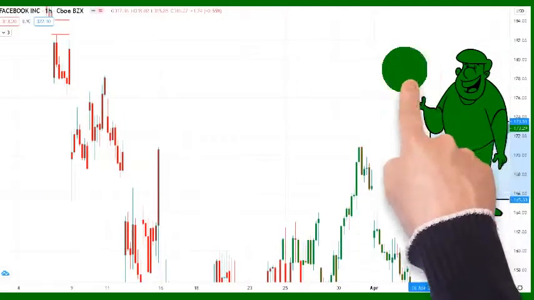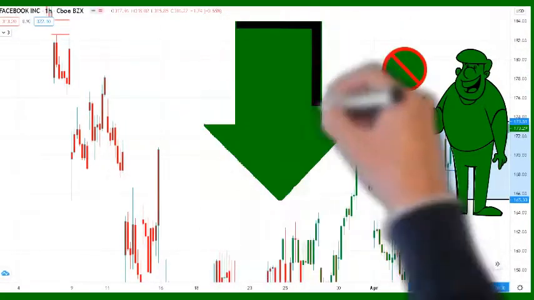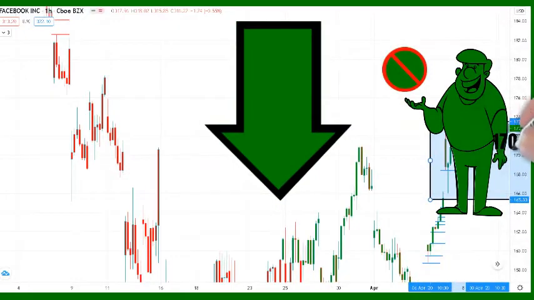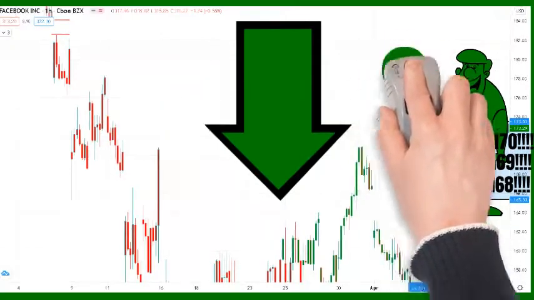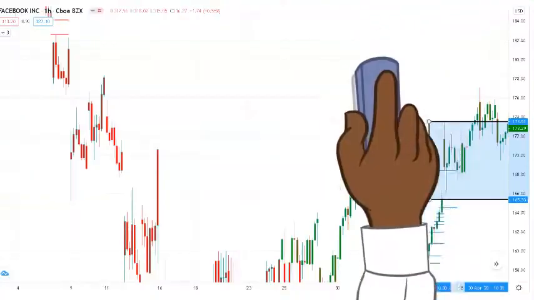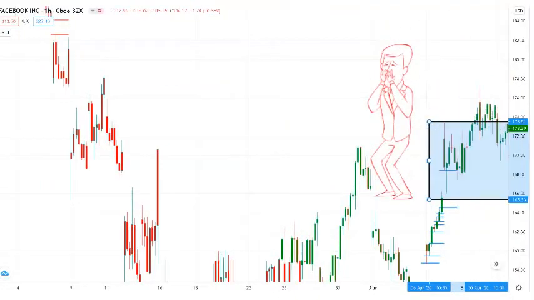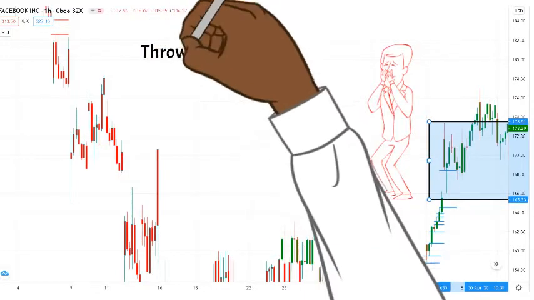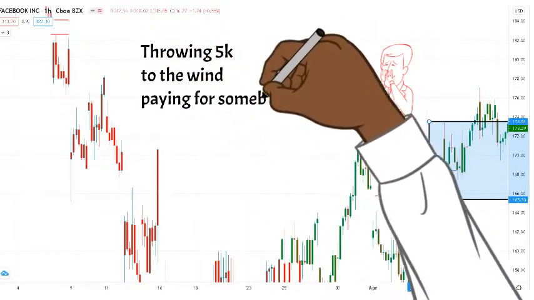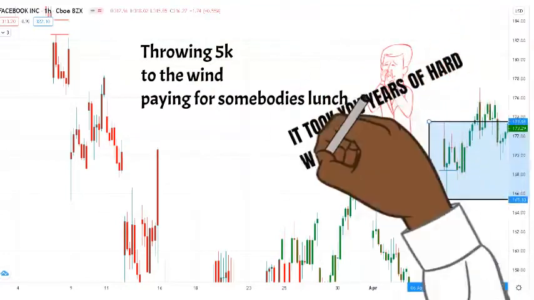Whoa. What's going on? The price is going down now. It's at 170, then 169, then 168. Man, you're already down $3,000. You try to sell, but the price just keeps moving lower and lower and lower. You're freaking out, so you click the sell market button. You get filled at 166, you lost $5,000. What just happened?